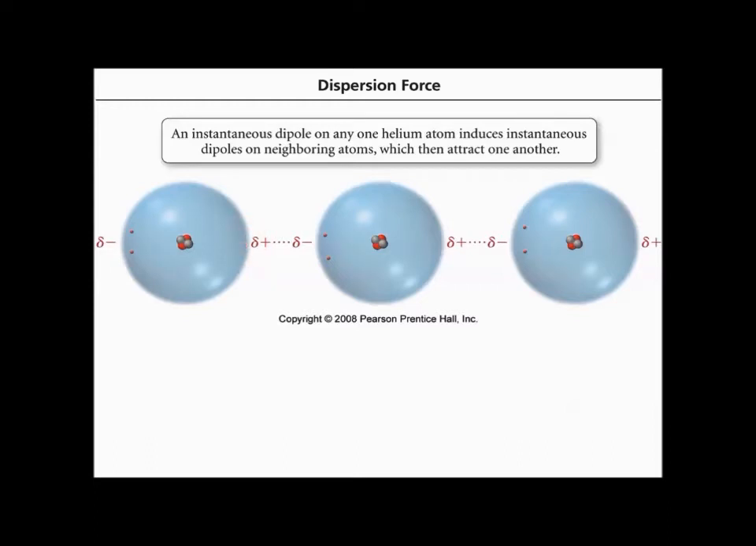What happens when that happens? Well, what happens is that the electrons in the next neighboring atom get attracted towards the partially positively charged end of this particular atom, and so these atoms attract one another.